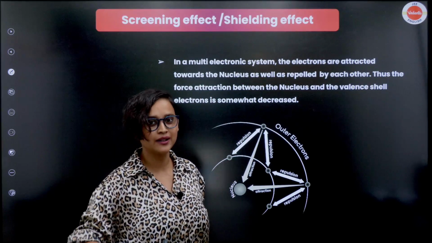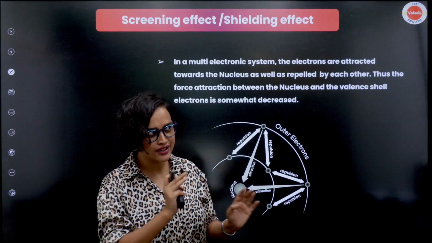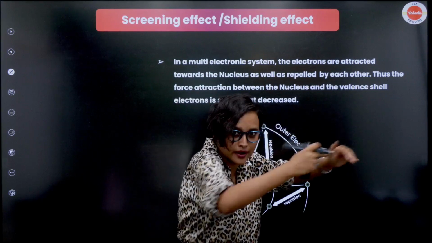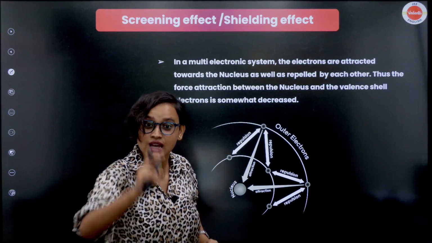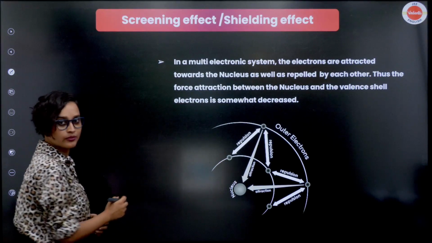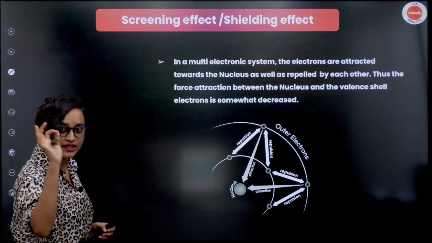But the people behind him were not doing anything to his vision. The people who were just ahead of him, they were blocking his vision. Use the same analogy in an atom.